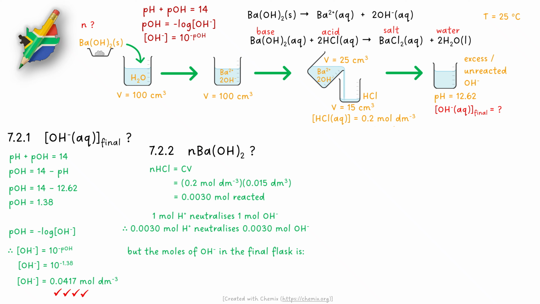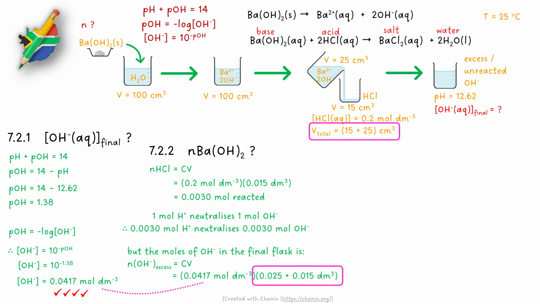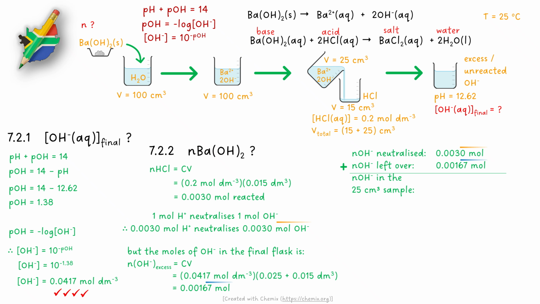But after these reacted, there were still hydroxide ions in the flask. So the moles of excess hydroxide ions is its final concentration times the volume it is in. And the final volume is the sum of the volume of the acid and base, which reacted together. Solving, we get the excess moles of hydroxide ions, which is 0.00167 moles.